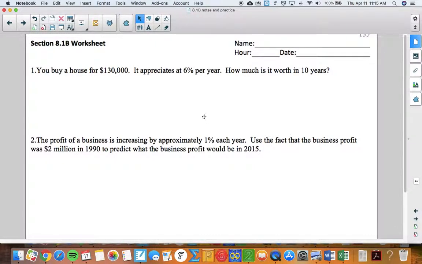Hey, this is worksheet 8.1b. We're calculating some exponential growth, which is kind of fun to think about. So, you buy a house for $130,000, appreciates 6% a year.